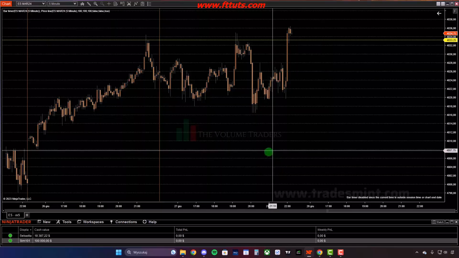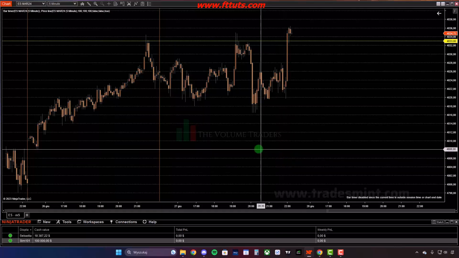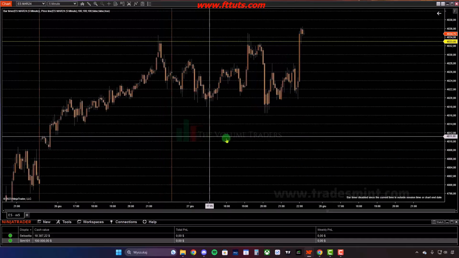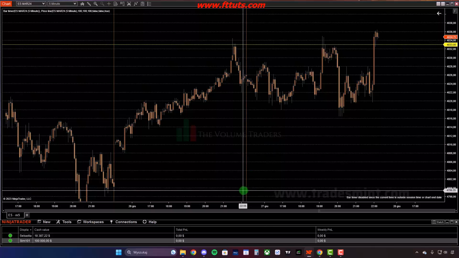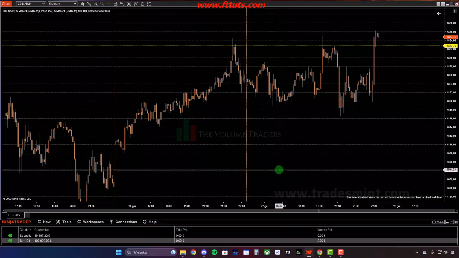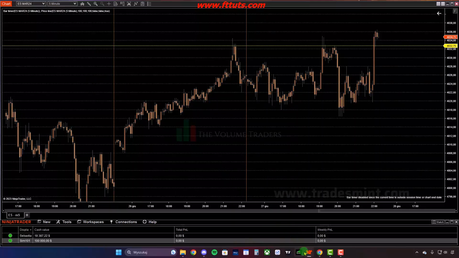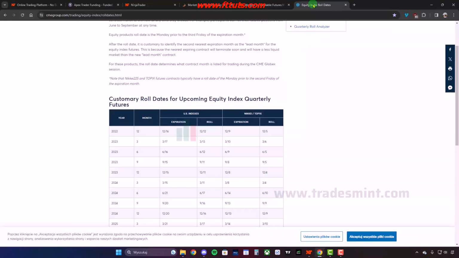Good. Another thing I want to show you, a lot of you were asking me about this, is how to backtest on NinjaTrader. It's of course possible, it's very easy, but the main thing we need to understand is that we can backtest only the current contract. So it's good to check when the contract opened, so you can already know how many days back you can backtest.